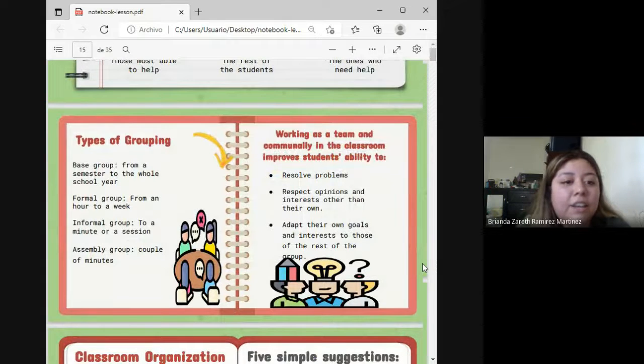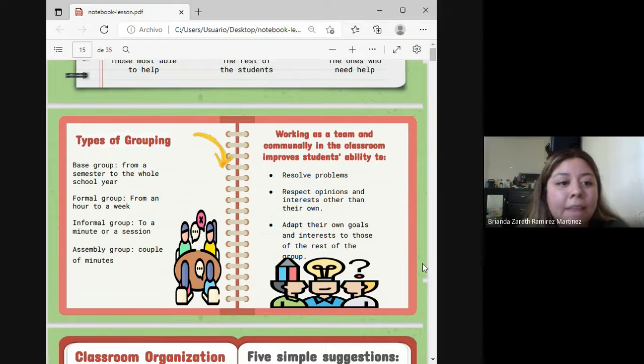There are four types of grouping. The first one is the base group, in which the teacher groups the students for the semester or the whole school year. Then we have the formal group. This formal group lasts just for an hour or probably a week. In this group, usually the teacher gives a homework activity like a presentation that is going to be done by the whole group, or probably just a class activity that is going to take the whole class.